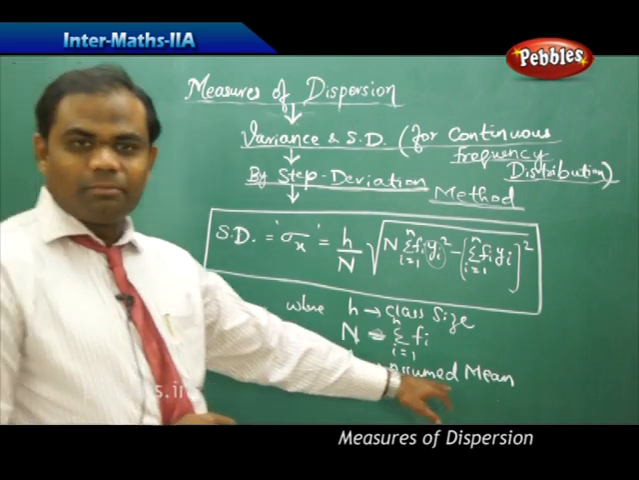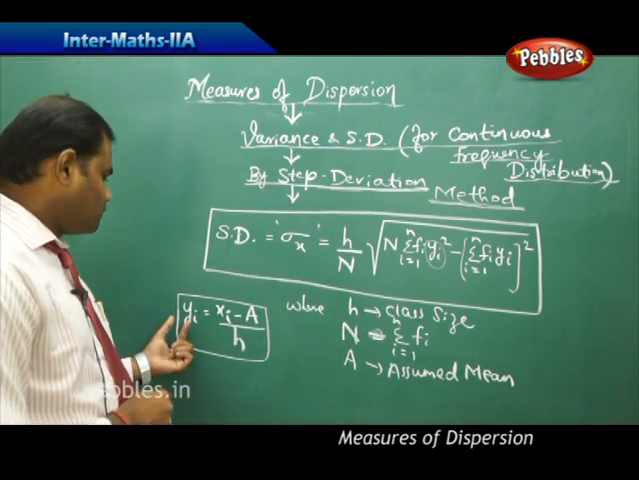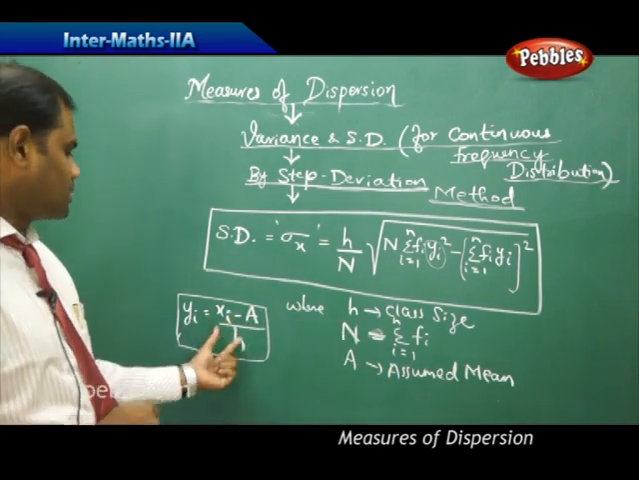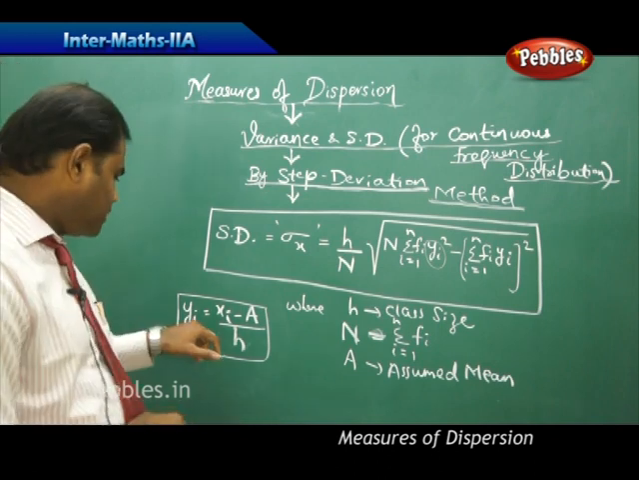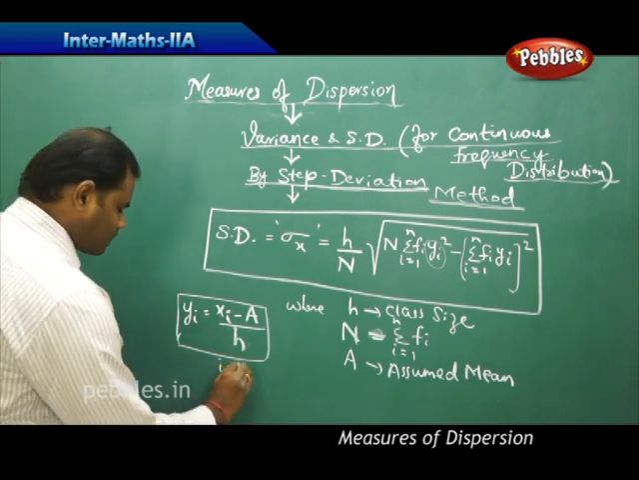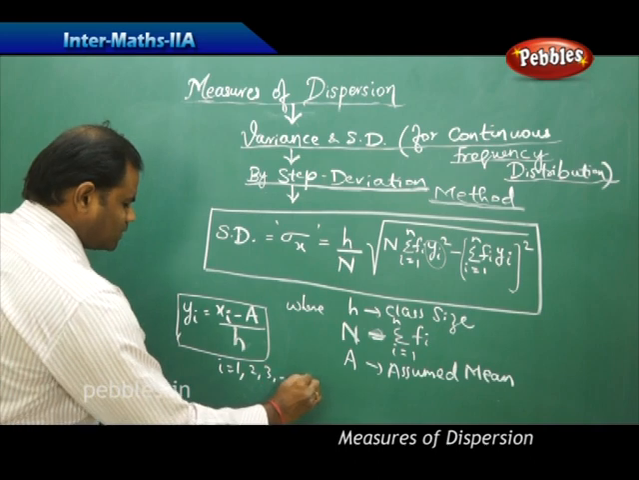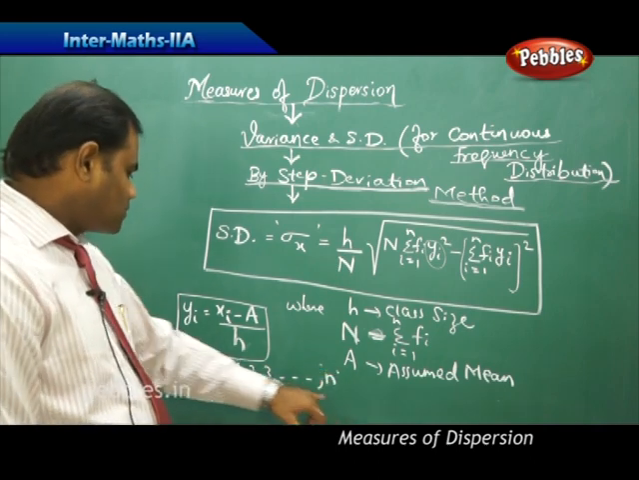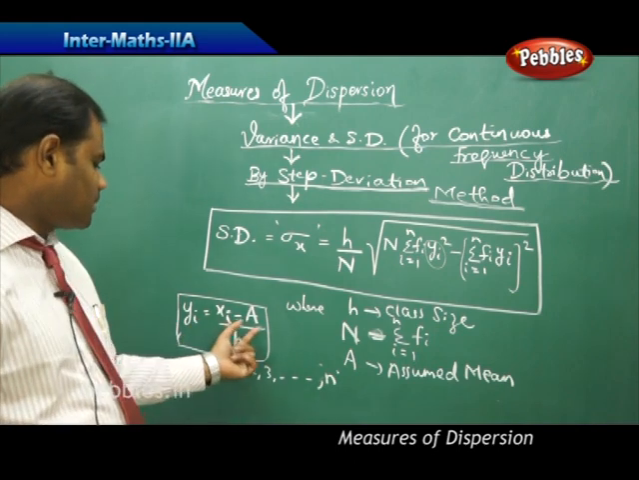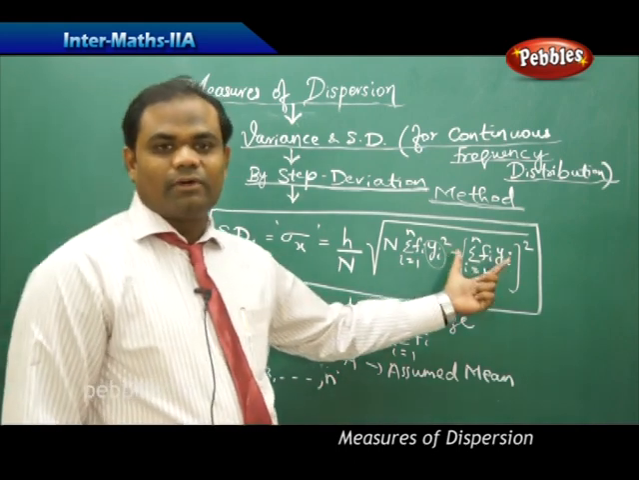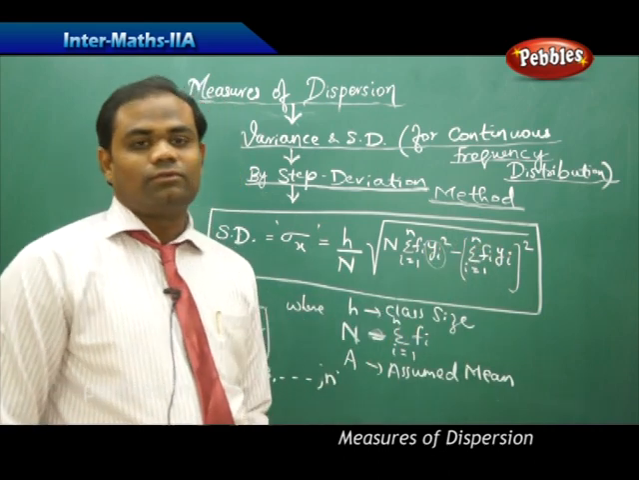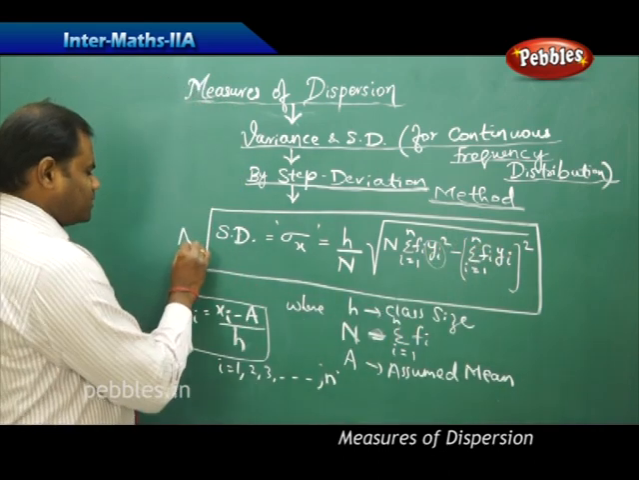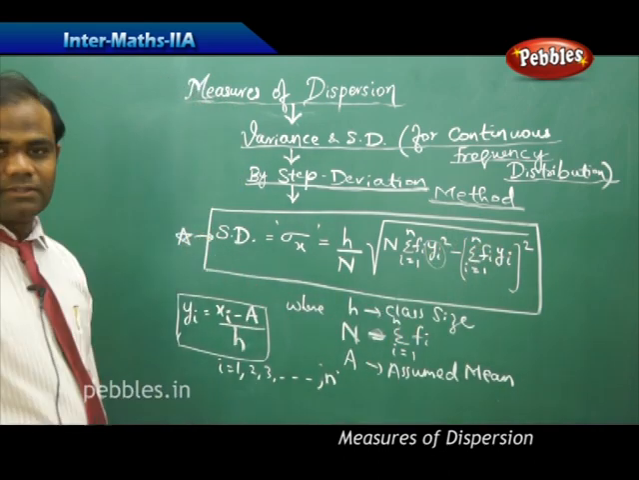So with this assumed mean, we try to find yi, which is (xi minus a) by h, for each i running from 1, 2, 3, so on and so forth till n. So for i running from 1 to n, my yi is (xi minus a) by h, which I'm going to find and substitute in the formula. So the standard deviation is this.